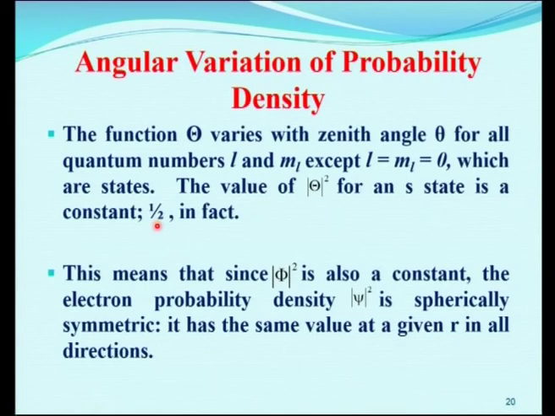Electrons in other states, however, do have angular preferences, sometimes quite complicated ones. Since modulus psi squared is independent of phi, we can obtain a three-dimensional picture by rotating a particular representation about a vertical axis. Now, we will see the radiative transitions.